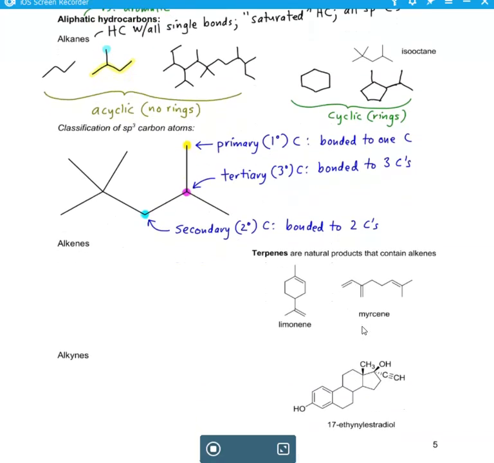Another type of hydrocarbon is called an alkene. An alkene contains at least one carbon-carbon double bond. So let's look at a few examples of this. Here's a molecule that has a carbon-carbon double bond in it. This one's acyclic.